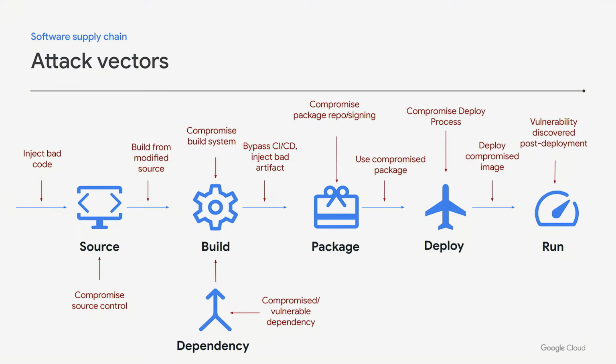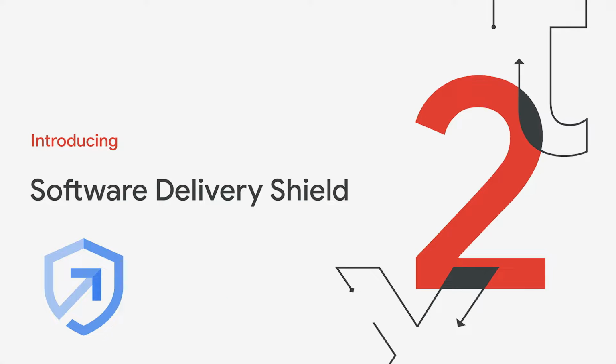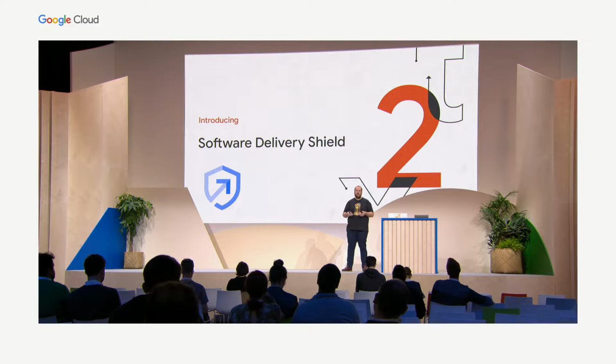Most organizations are focusing on source code scanning and vulnerability scanning of the source code. But with the vectors we observe, like compromised build systems, compromised package repositories, and injection of compromised packages, those methods are not really up to the task. So the question is, what can you do to improve your security posture? As you have already heard in the keynote, we're happy to announce Software Delivery Shield as Google's answer to that problem.